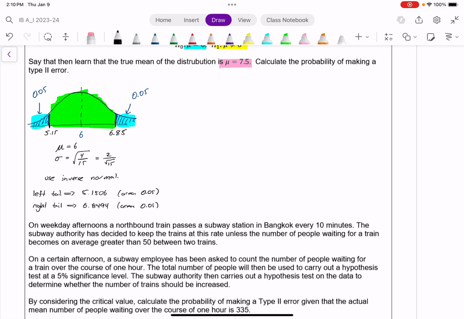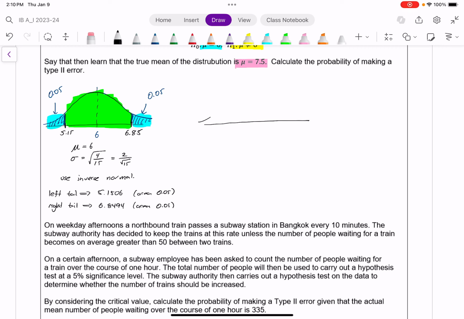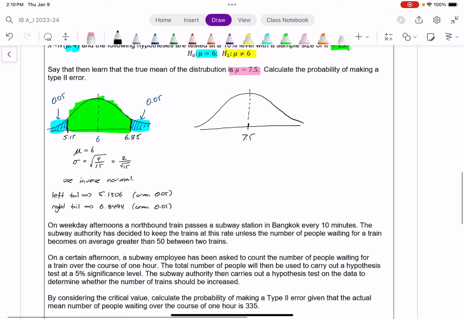And so what we need to do next is make a new distribution. This time, it's still a normal distribution, so same rough shape, but this time looking at our new mean of 7.5. Now we want to think: what is the probability that, with this mean, we would get a value between these two critical values? Because remember, if we get a value outside these two critical values, then we reject our null hypothesis. But if we get something within here, we don't reject our null hypothesis, yet if the mean actually is 7.5, we should reject it. So what is the probability of this happening?